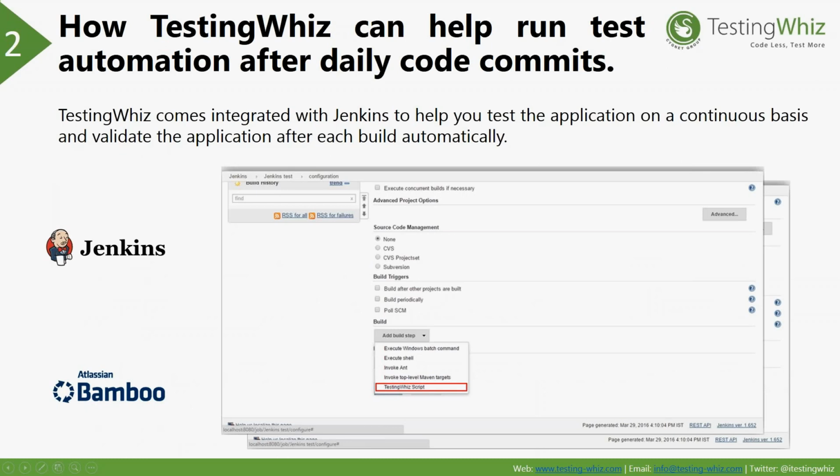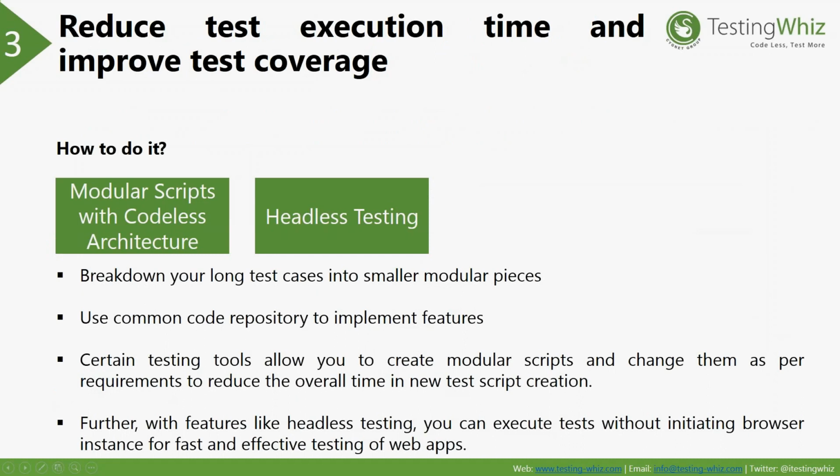At TestingWhiz, we allow you to integrate with tools like Jenkins and Bamboo, and you can not only get the results, but you can also kick off test cases as soon as something changes or you update or compile a build. These are available out of the box, so all you need is to configure Jenkins or Bamboo to run with TestingWhiz, and you will be up and running within no time.